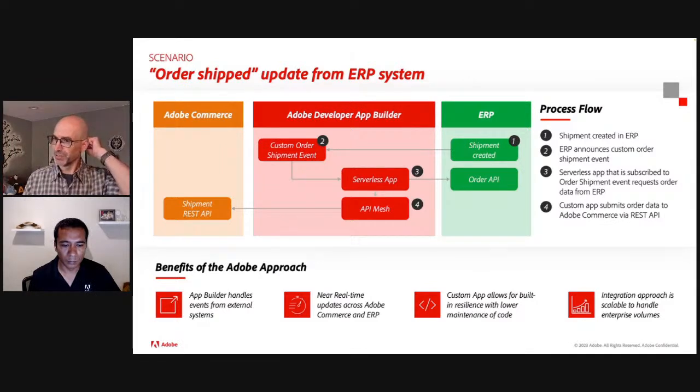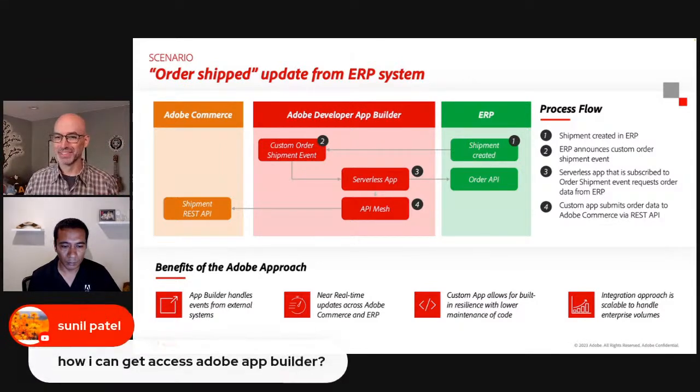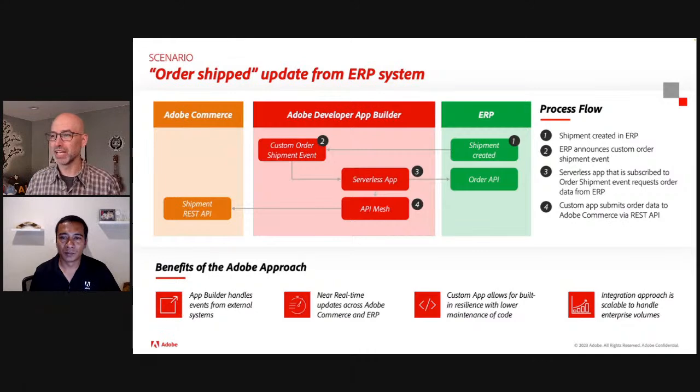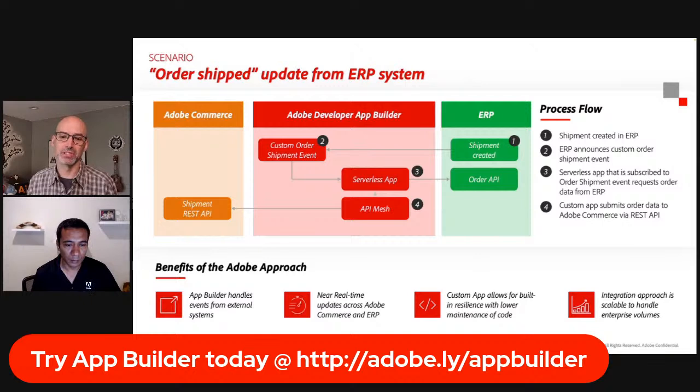One of the first questions we got when we were talking about App Builder is Sunil's, "Hey, how can I get access to App Builder?" And I posted in the chat that we'll get to that after we cover the use cases. There's a couple of different ways, right? So you go to the App Builder page and there's a Try App Builder button on this page. So if you're a customer and you wanted to try App Builder, you would go through this process.